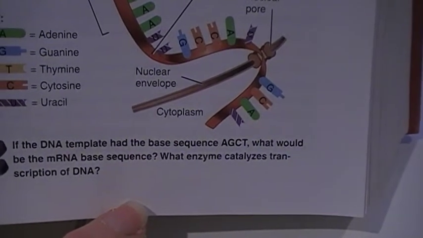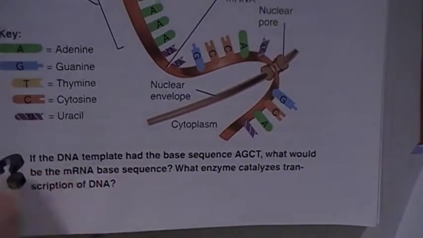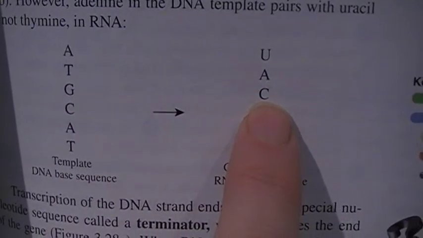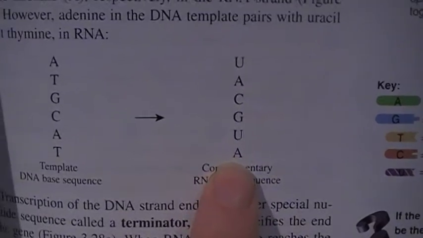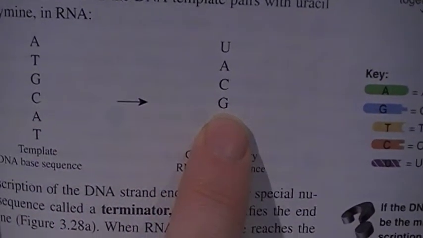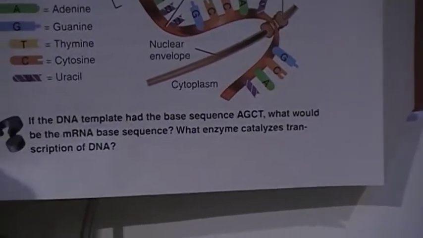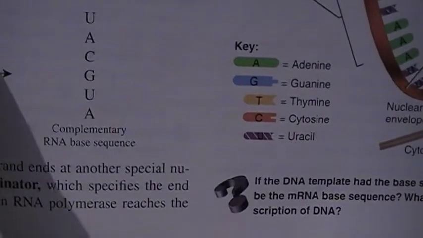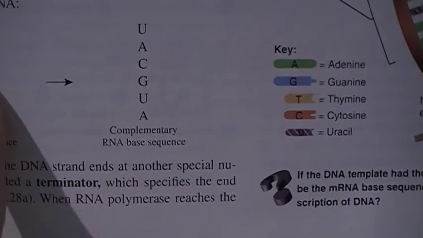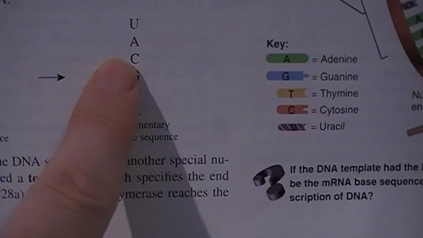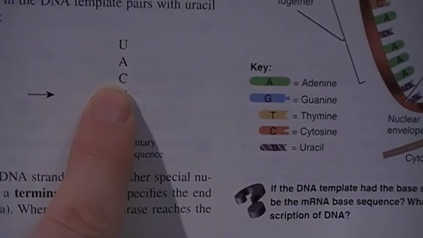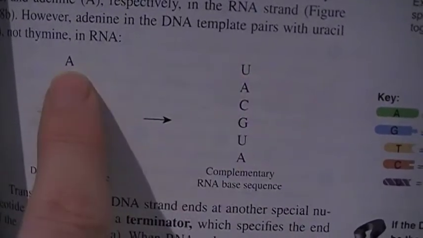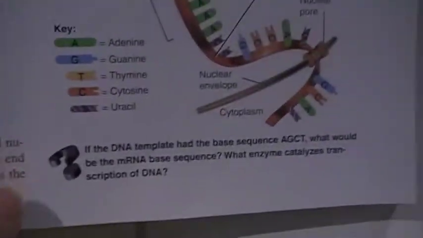If the DNA template had the base sequence of A, G, C, T, the RNA would be U, C, A, G. If the DNA template had the base sequence A, G, C, T, the messenger RNA would be U, C, A. So it seems that every time there's an A, you put U for uracil.